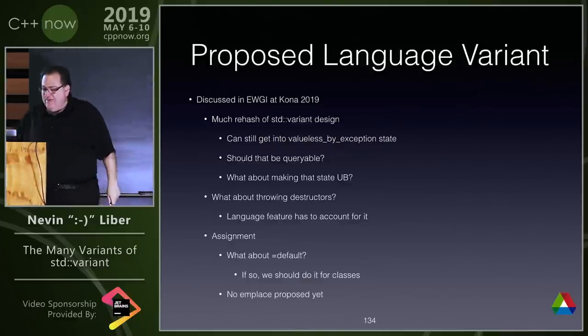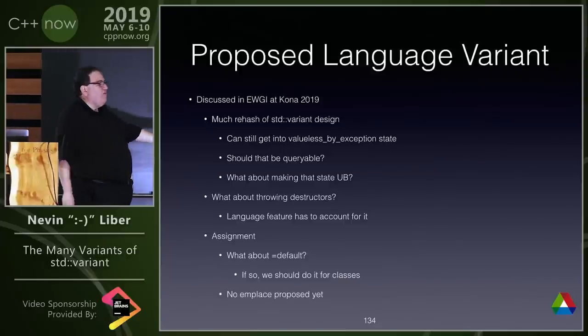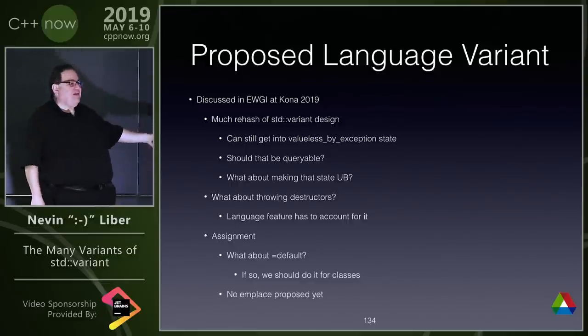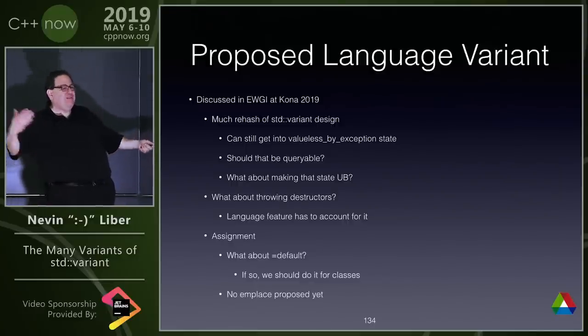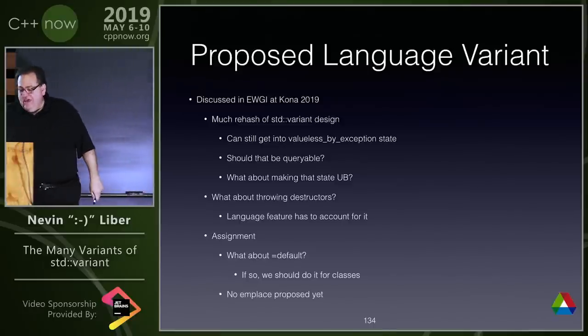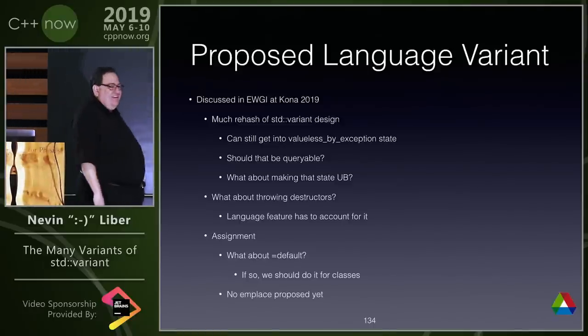And then, how do we let you get automatic assignment and so on? Or do we say equals default? And if we let you do equals default for this, should we let you do this kind of rewrite thing for classes? And we don't have emplace yet.